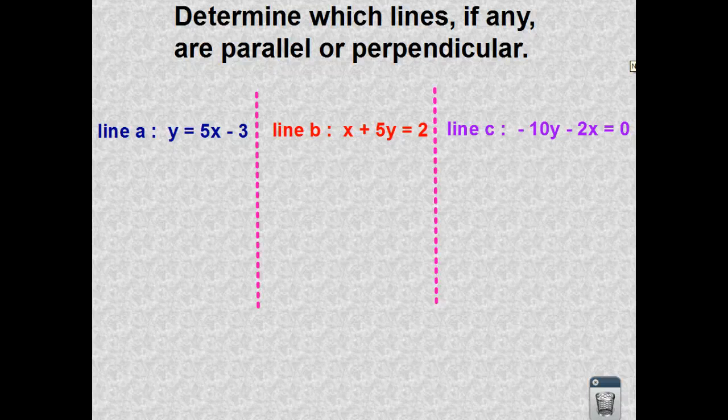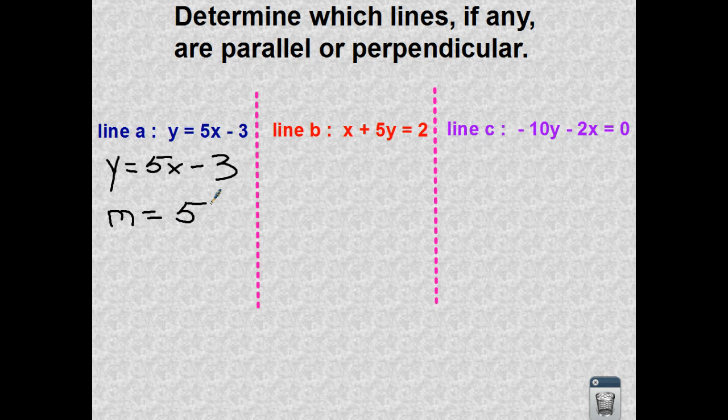All right, we are going to determine which lines, if any, are parallel or perpendicular. And as you have read on the last two screens, the key figure here is the slope of the line. So if we know the slope of the line, we will be able to tell if these lines are parallel or perpendicular. So our job is to take all of them, put them into slope-intercept form so we can make a judgment based on their slopes. So line A is already in form, and we see that our m is equal to 5.